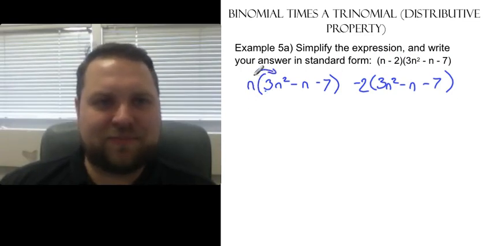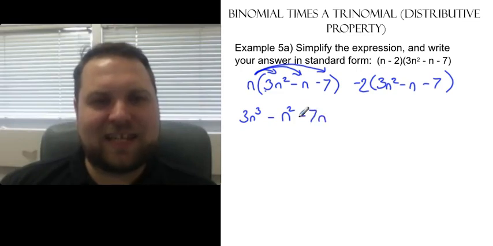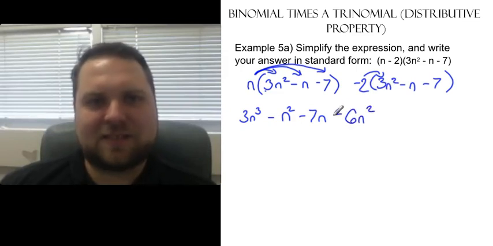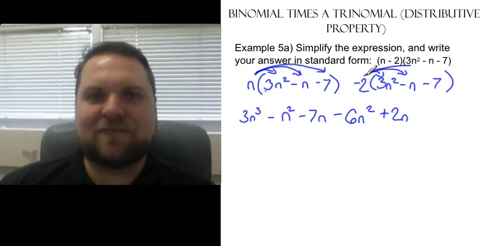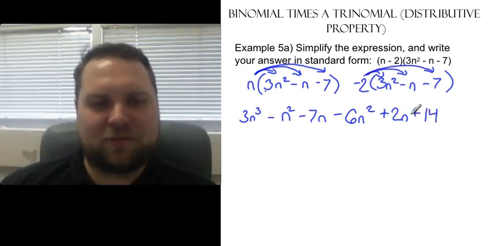So now that we have written this as distributive property, that times that times that, let's distribute this. N times 3n squared will be 3n cubed. N times negative n will be negative n squared, and n times negative 7 would be minus 7n. Now I come over here and we're doing the same stuff. Negative 2 times 3n squared, negative 6n squared. Negative 2 times negative n is going to be positive 2n. Negative times a negative is positive. And then negative 2 times negative 7 would be plus 14.